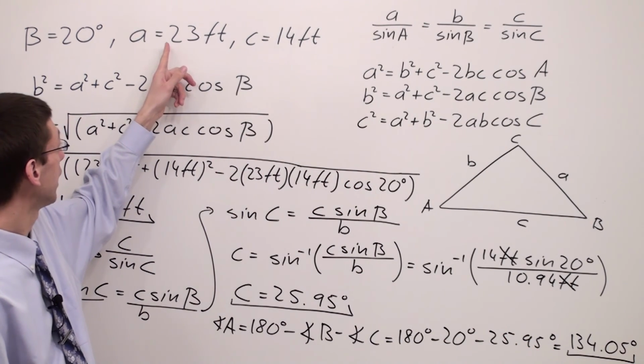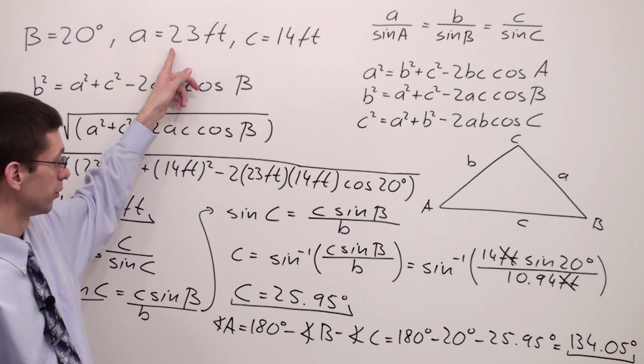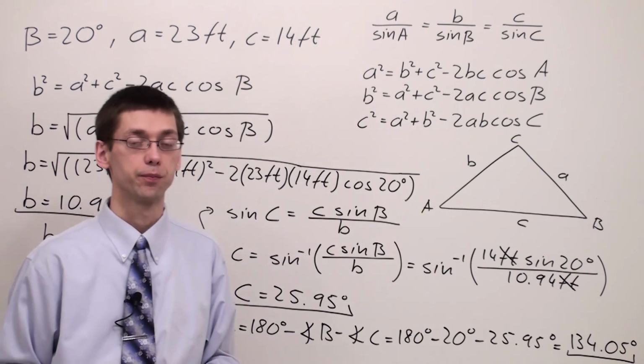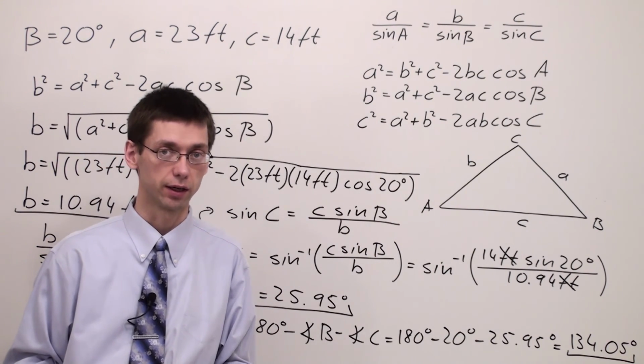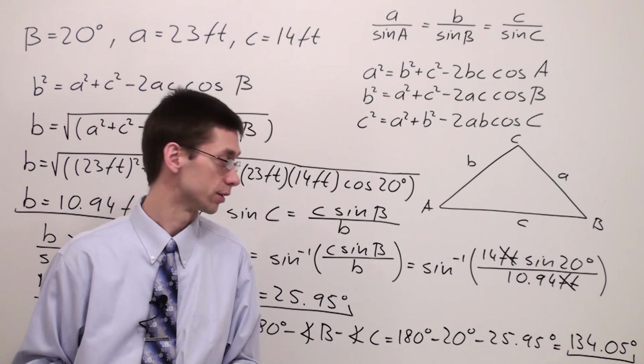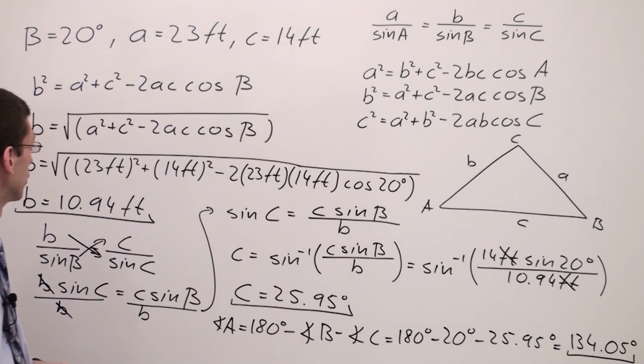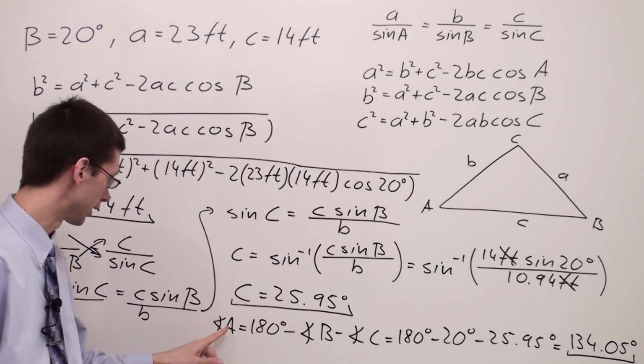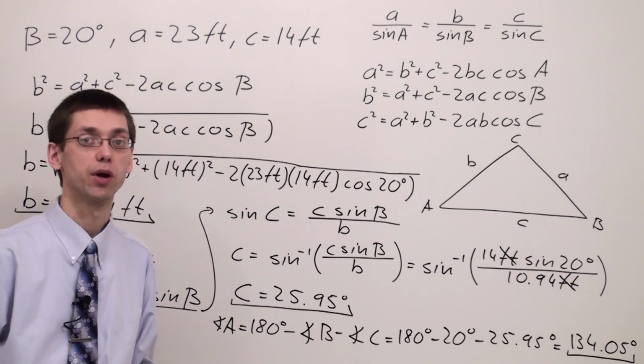Okay, so please notice that we have the biggest angle across side A. So it makes sense because the opposite side to the biggest angle is always going to be the longest side in the triangle. So we've found the missing side, side B, and we also found the missing angles, angle C and angle A, so we can say that the problem is solved.